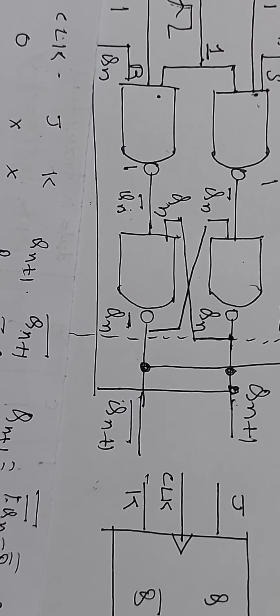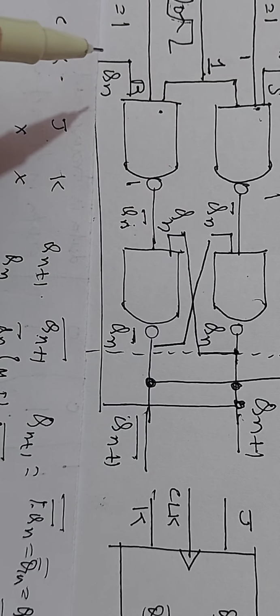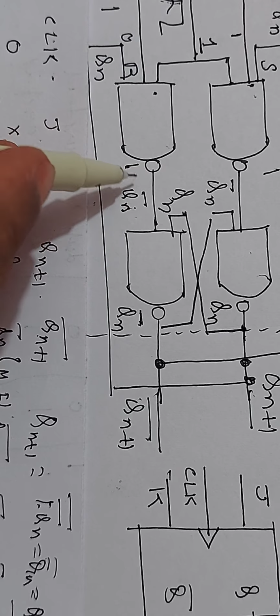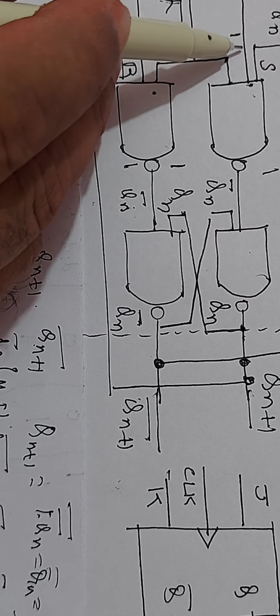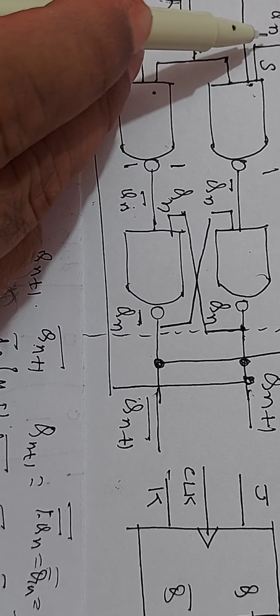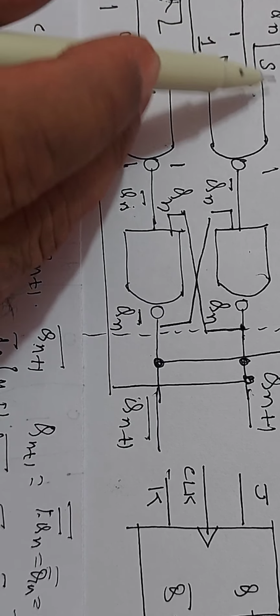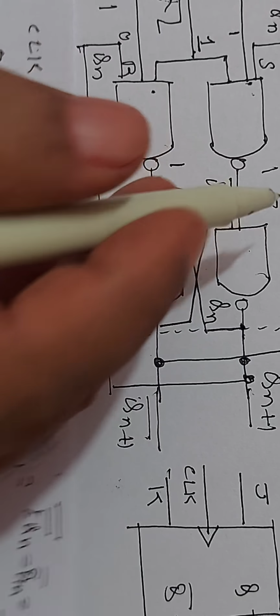When J equals 1, K equals 0. Since one of the inputs is 0, the complementary output is 1. 1 into 1 is 1. This is Qn bar. 1 into 1 into Qn bar is Qn bar. Output of this is the complement of that. That is, we get Qn.